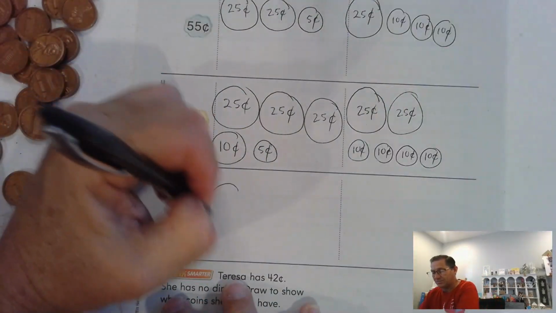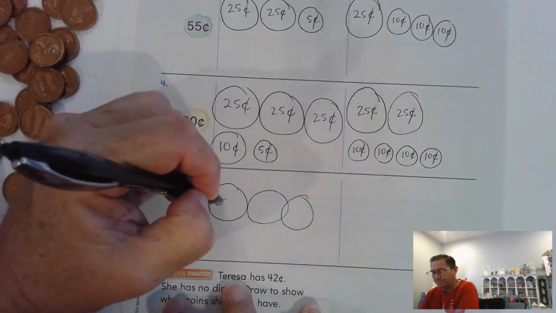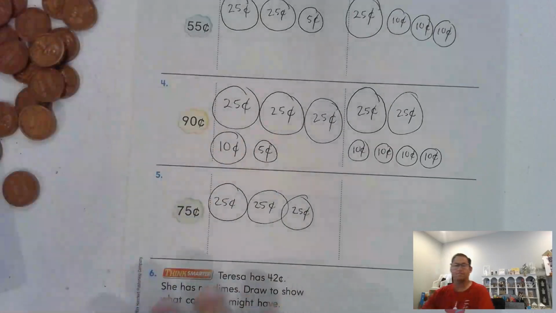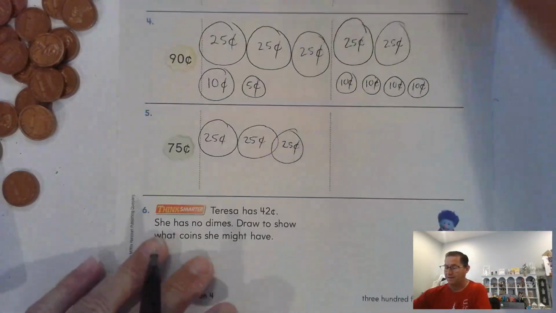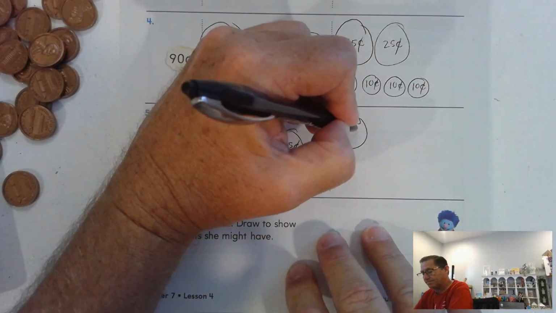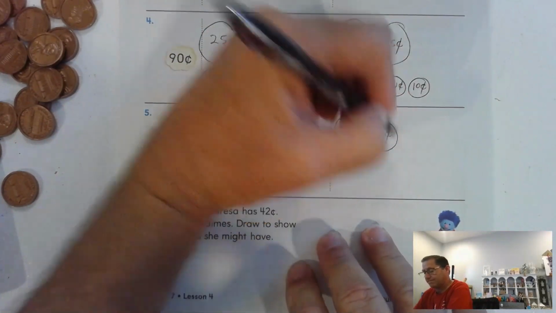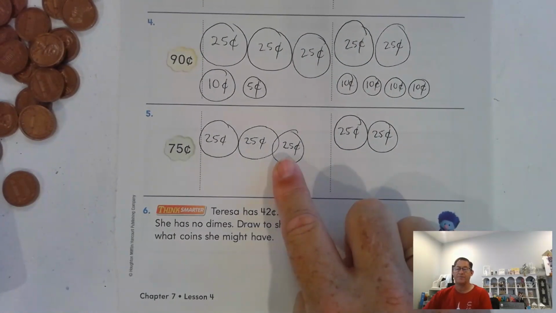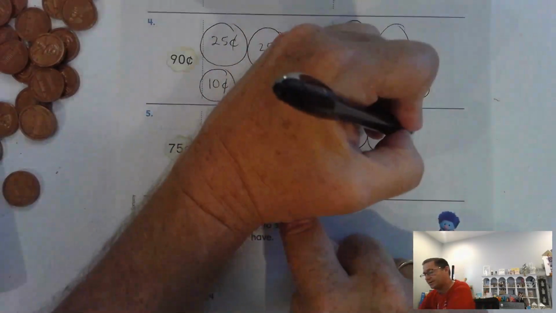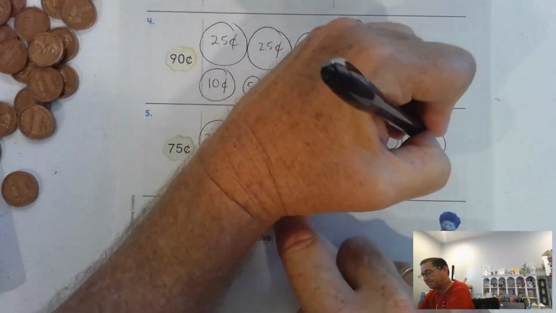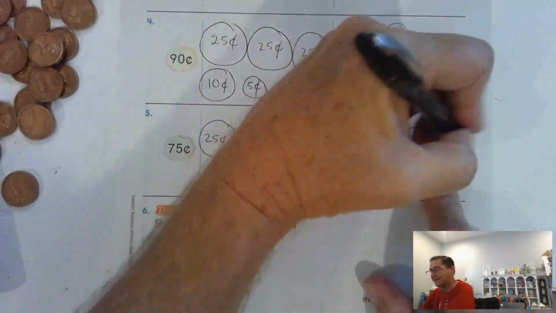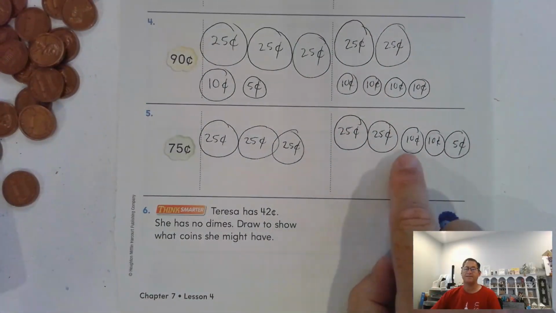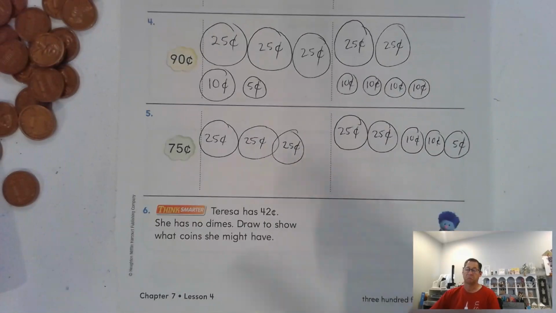75 cents. The easiest way, 3 quarters. Another way, 2 quarters, 50 cents, right? And how can we make 25? We need a third 25. Well, I could use 2 dimes. That's 20 cents, and I need a nickel. Okay. 25, 50, 60, 70, 75. Okay.